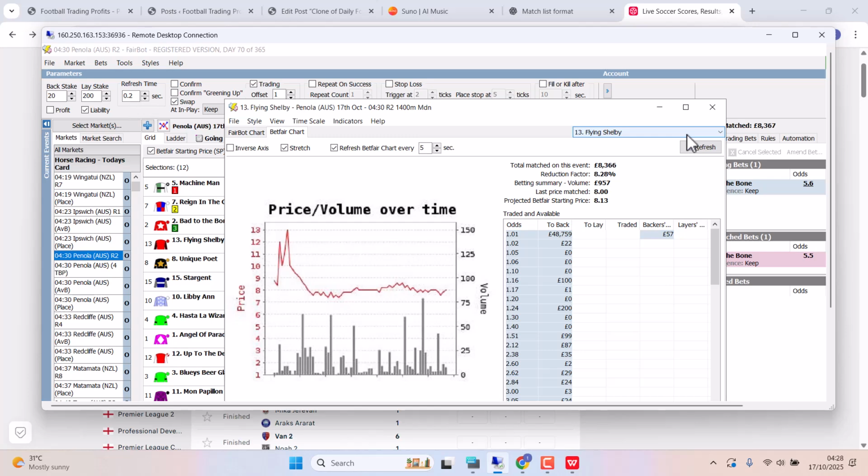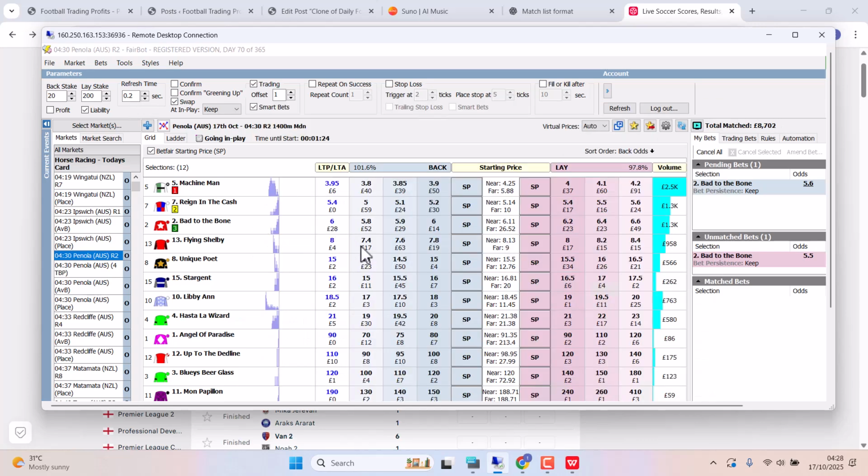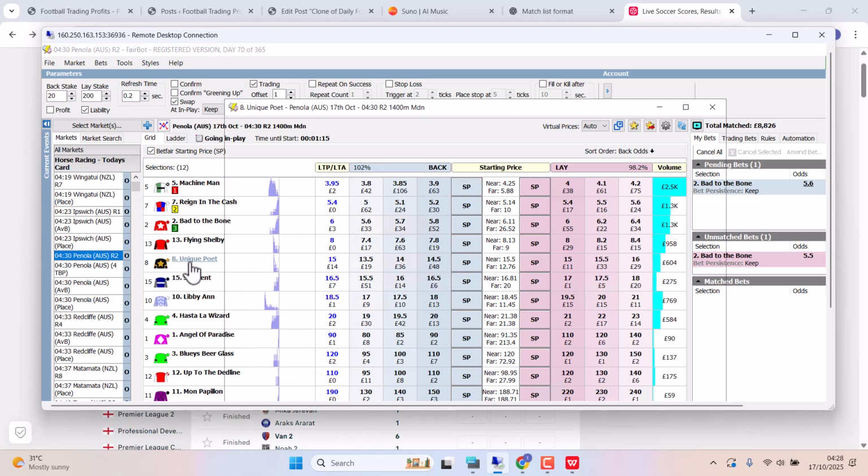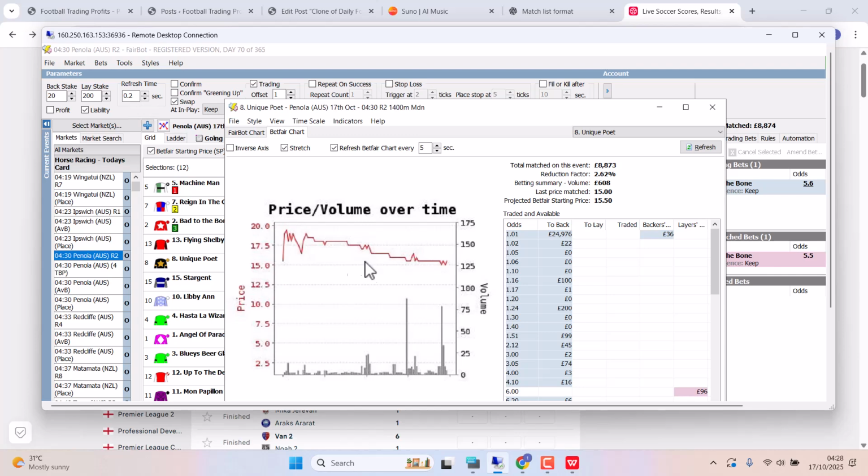There is a website called bfgraphs.co.uk which will put all of the graphs together in one screen for you. Here we can see about 7s for Flying Shelby. So I would put a lay bet in at 7s, but I can't because it goes all the way down to 7.4. So if I can get on in the third column, I will. So I hope this makes sense. It's a typical support resistance.